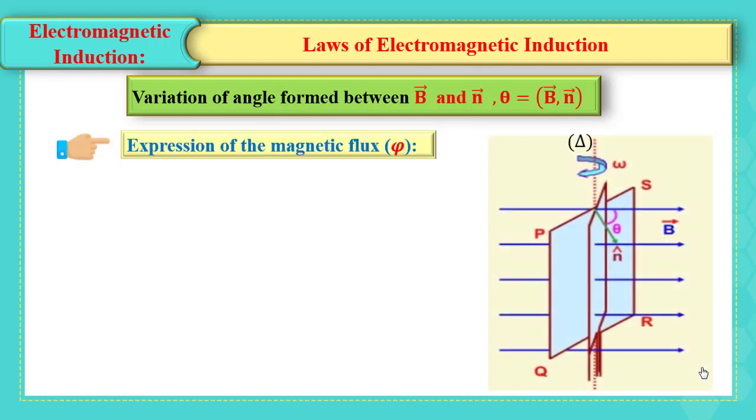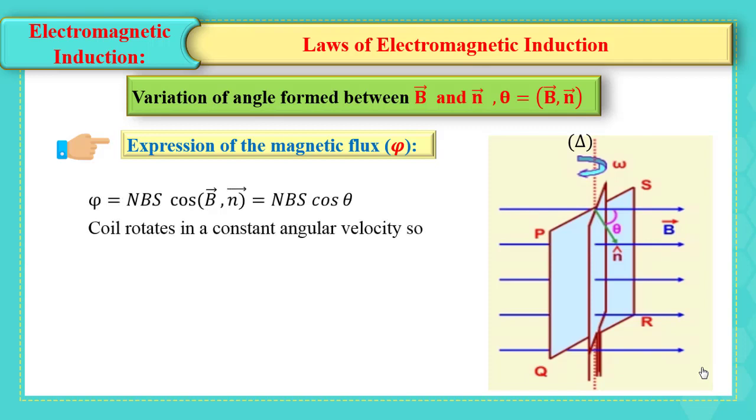Expression of the magnetic flux phi: phi equals N B S cosine theta. During the rotation of the coil with a constant angular velocity omega, theta varies. So the expression of theta with respect to time is theta prime t plus theta 0, equal to omega t plus theta 0. And the expression of the magnetic flux phi becomes equal to N B S cosine of (omega t plus theta 0).